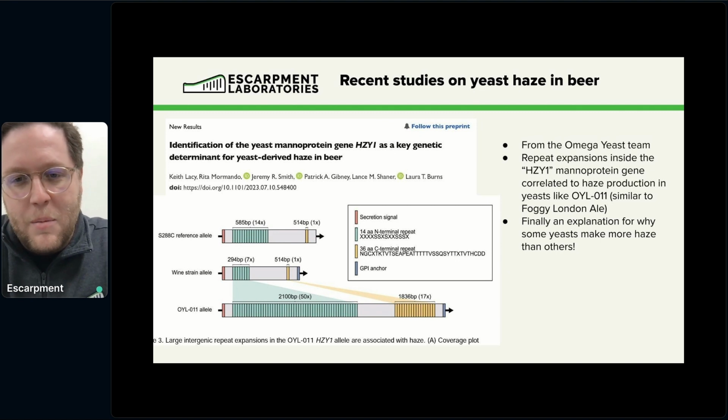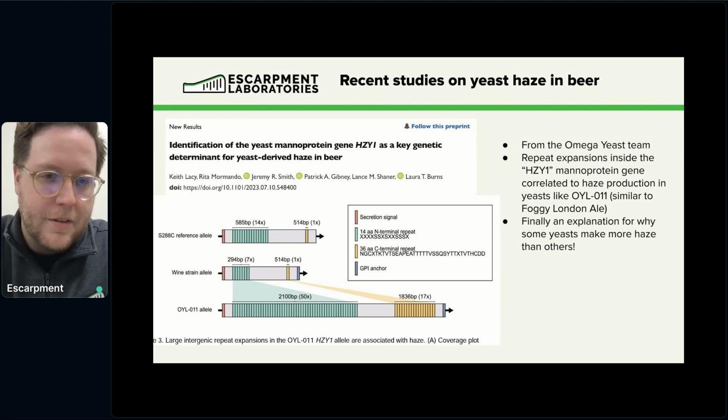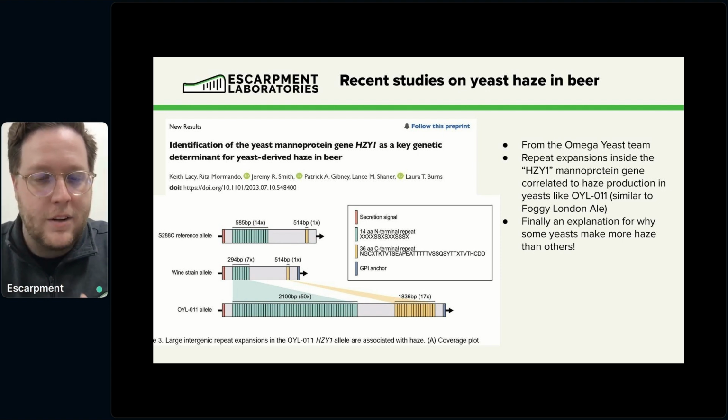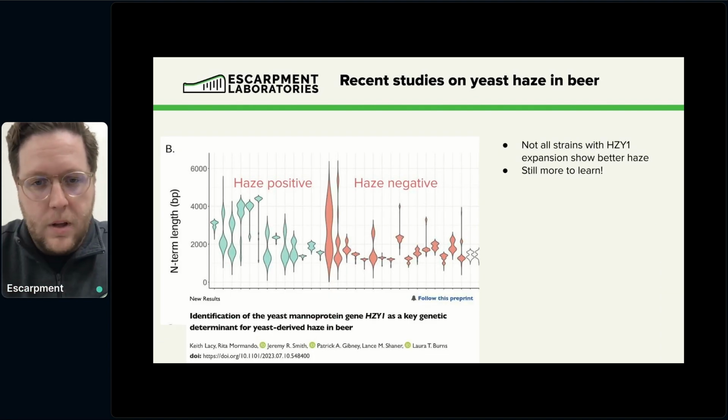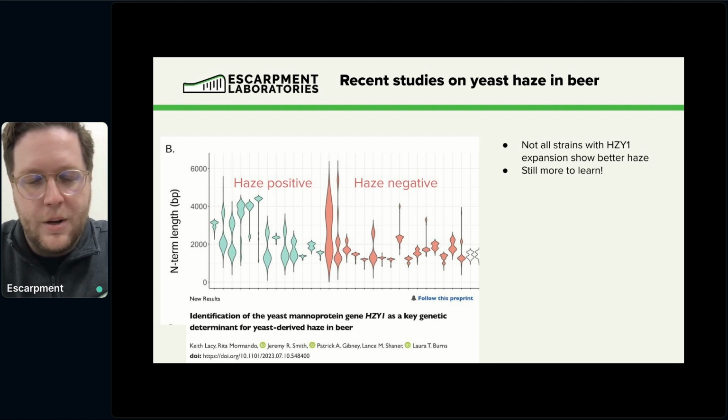But at the end of the day, it's really cool because this is an actual functional explanation for why some yeasts make more haze than others, which is really useful because we didn't really understand it very well before this. We just knew some yeasts are haze positive and some yeasts don't really have an impact on the haziness of a beer. However, they did show for some of those strains that having that expansion, which here's the N-terminal length, of that gene made the yeast haze positive, but that's not true for all of the yeasts.